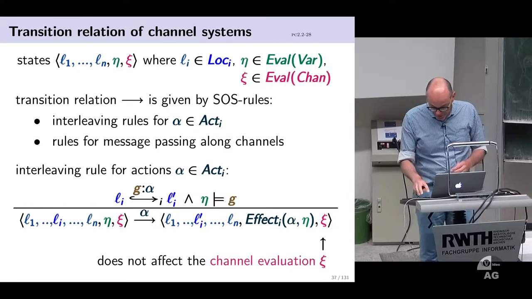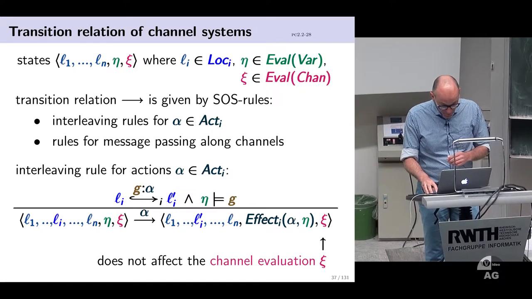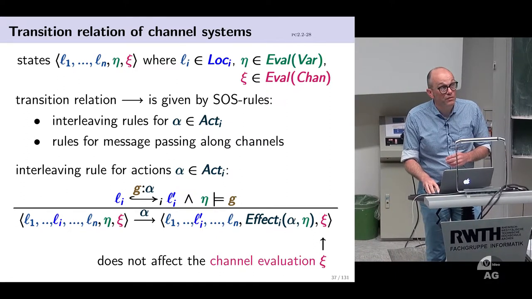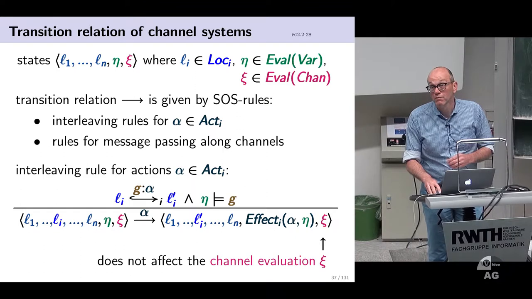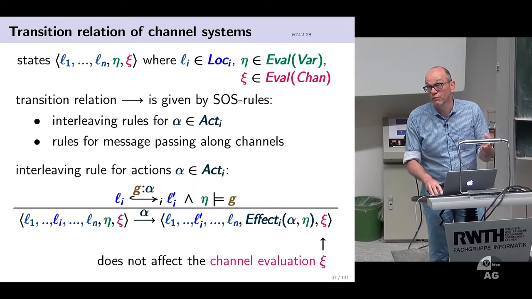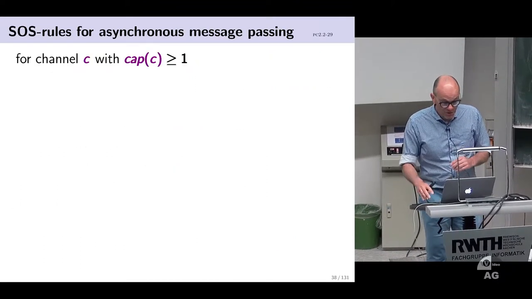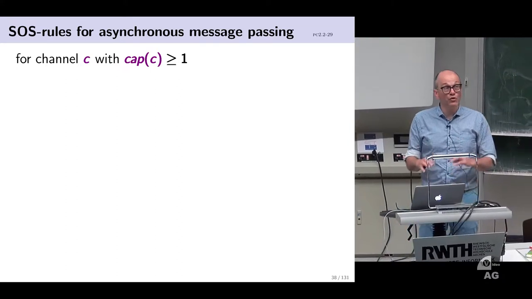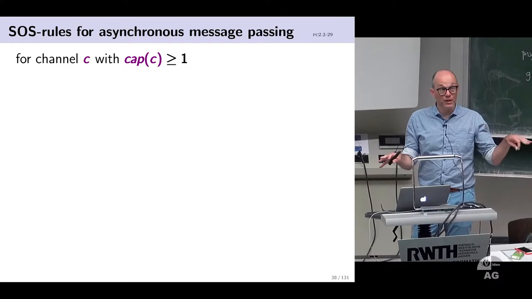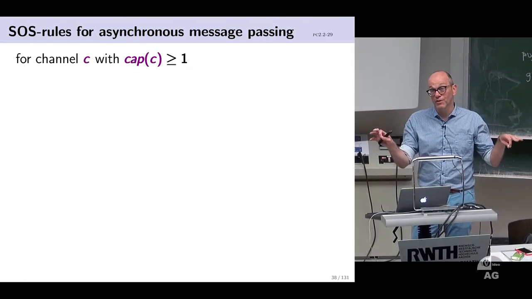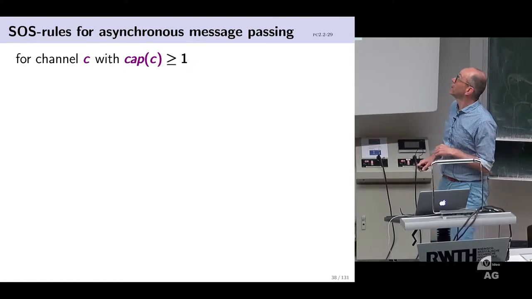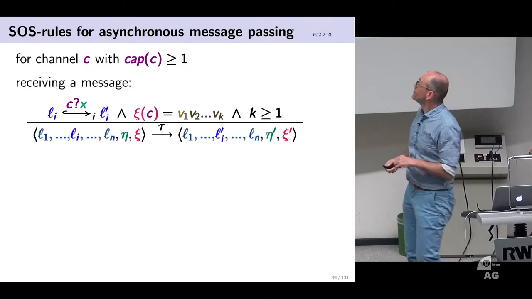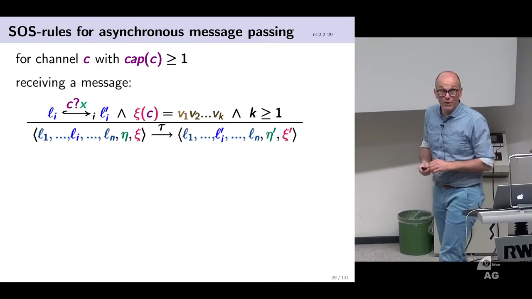Good, that's what I already said. I hope this is not so surprising, because we have seen a similar thing for program graphs. So what about message passing? Again, I'm going to consider two cases: strictly positive capacity and zero capacity. Let's first look at the strictly positive capacity. So what happens if I receive a message?